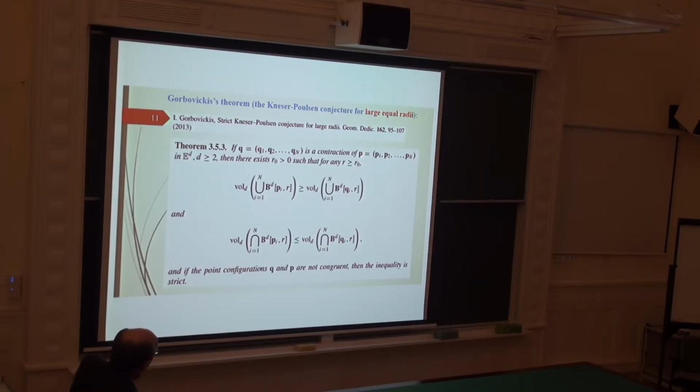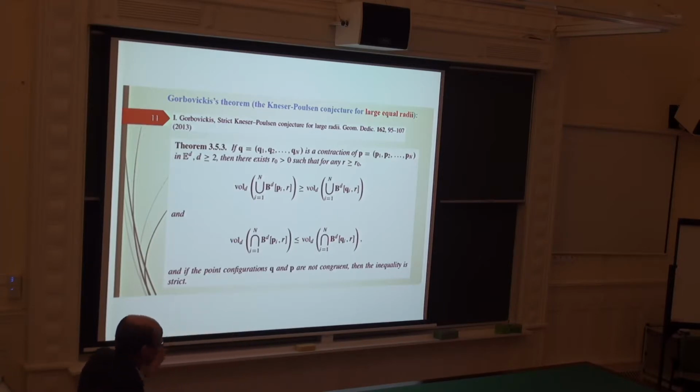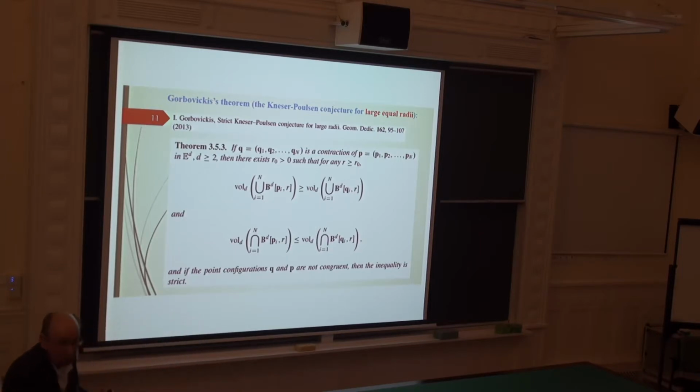Start with a contraction of P onto Q. Then there exists a magic radius R0 such that if you draw balls of radii R around the points, and R is at least as large as this R0, where R0 depends on the point configurations P and Q, then the Kneser-Poulsen conjecture holds. So if P and Q are given, you can come up with an R0, and if the radii of the balls are chosen larger than R0, then the conjecture holds.